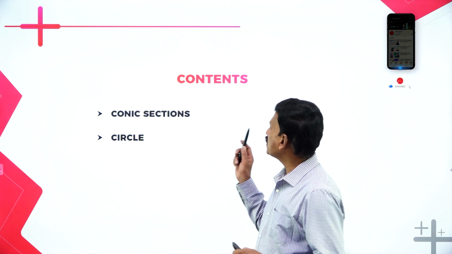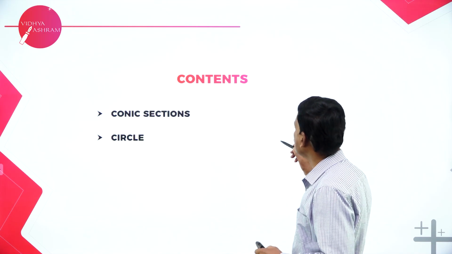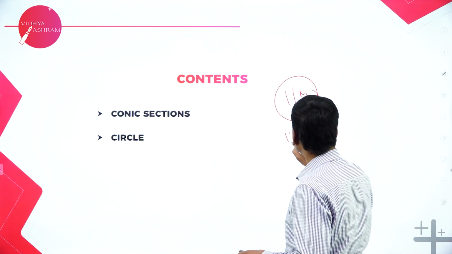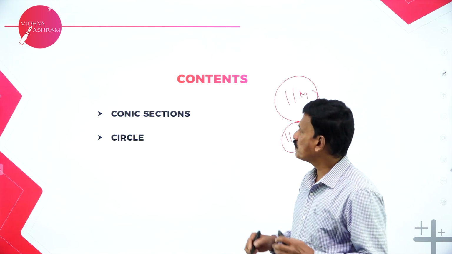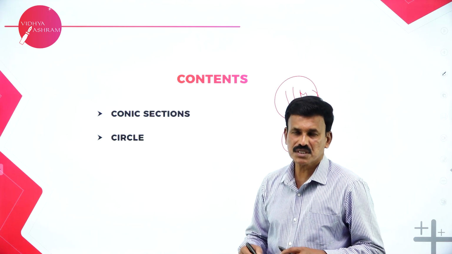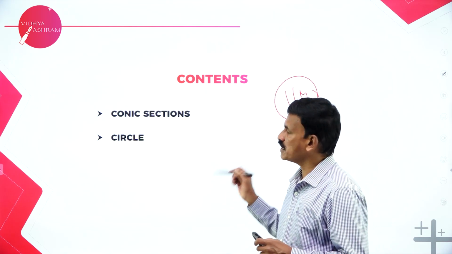Now, before going to the exact contents, let us know the weightage for this chapter. So you are going to get 11 marks from this chapter, from circles as well as from parabola, then ellipse and hyperbola. So you can expect one derivation for 6 marks from hyperbola.